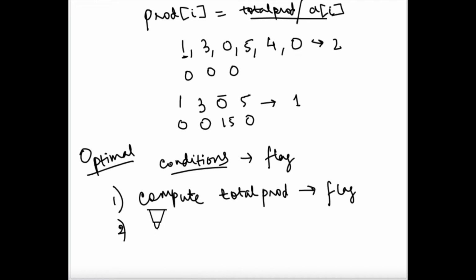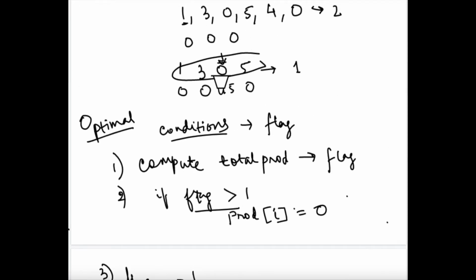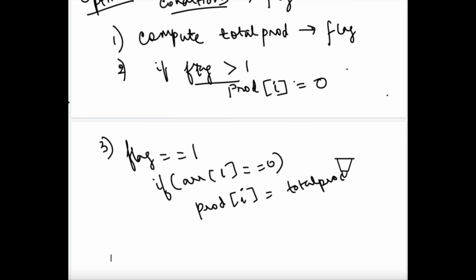So we'll check if the flag is greater than or equal to 1, and the third thing would be if the flag is exactly equal to 1, which is this scenario where we have only 1 zero, then we will check again if this ARR of I is equal to 0. If it is, then simply the product for that element only, which element? The element which is 0 will be equal to the total product. And for everything else, it will be 0.